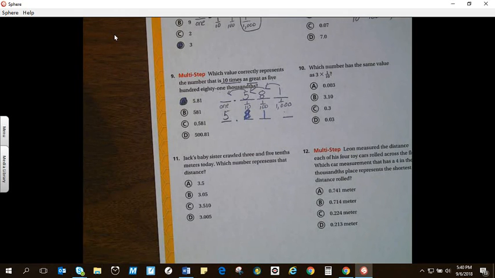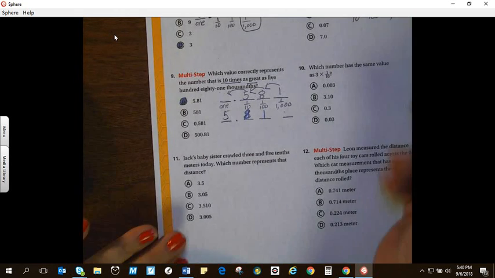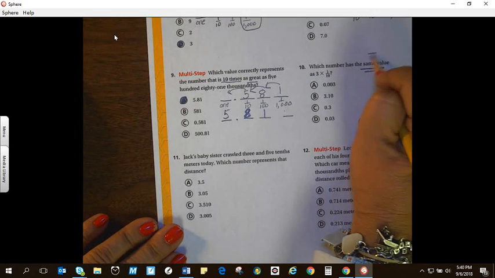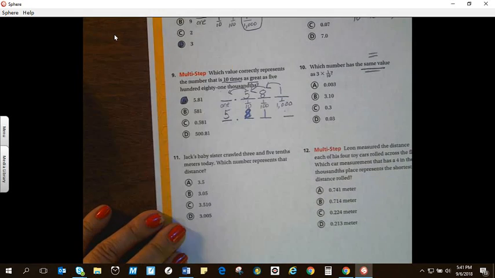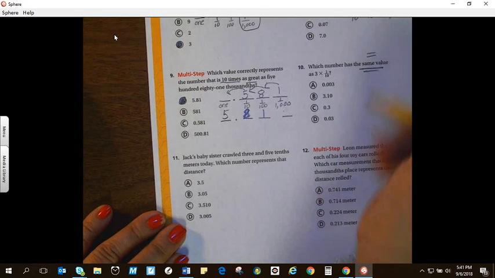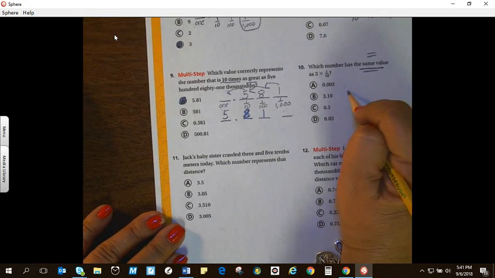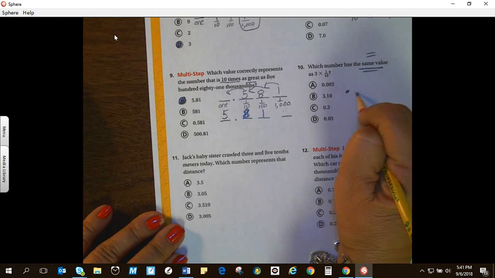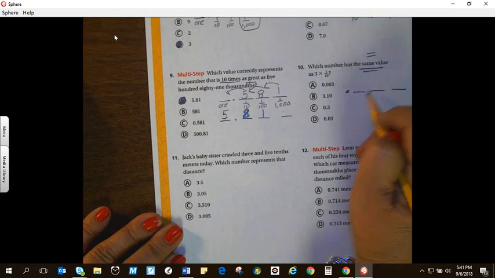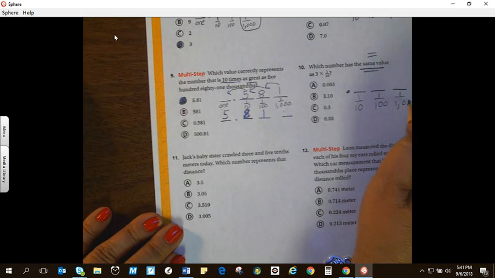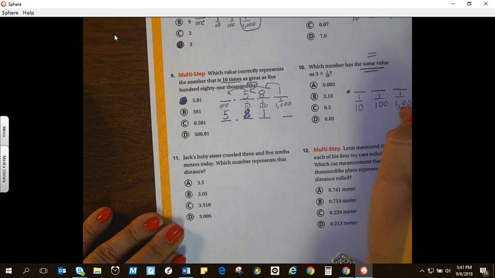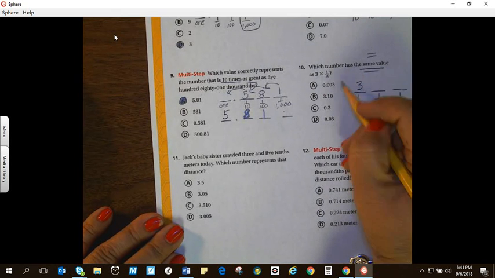Okay, number 10. Which number has the same value? Same. And we talked about that's equal. So I put the equal signs right above it. Reminds my brain that I'm looking for its equivalent as 3 times 1/10. Again, I'm going to draw out my diagram, and I'm going to have 1/10 here, 100ths here, and 1,000ths. This is 3. So I know my 3 is going into the tenths place. So which one is the same as 3/10?